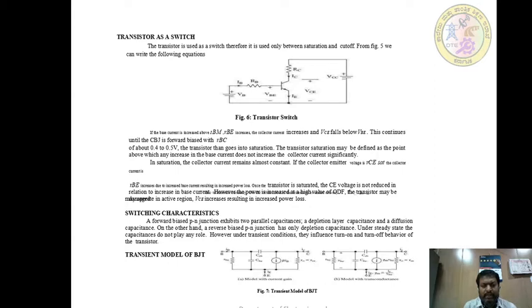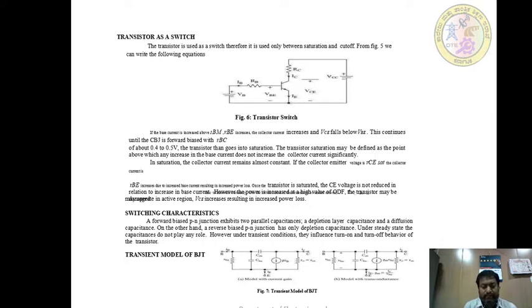Transistor saturation may be defined as the point above which any increase in the base current does not increase the collector current significantly. In saturation, the collector current remains almost the same. The collector emitter voltage increases due to the increased base current, resulting in an increased power level. Once the transistor is saturated, the collector emitter voltage is not reduced in relation to the increase in the base current. However, the power increases at a high value of overdrive factor. The transistor may be made to operate in the active region, VCE increases, resulting in increased power loss.